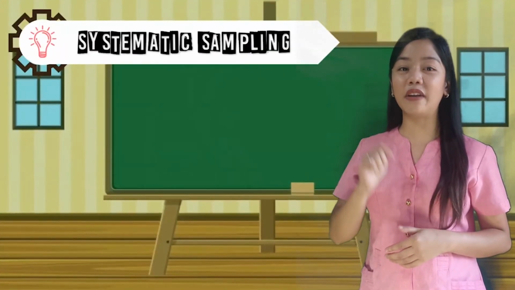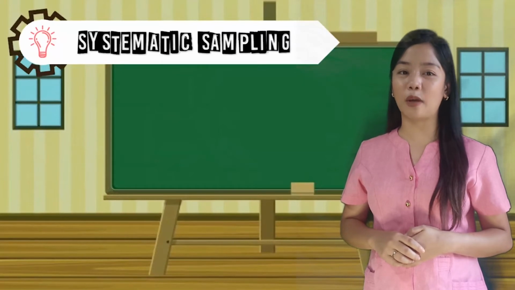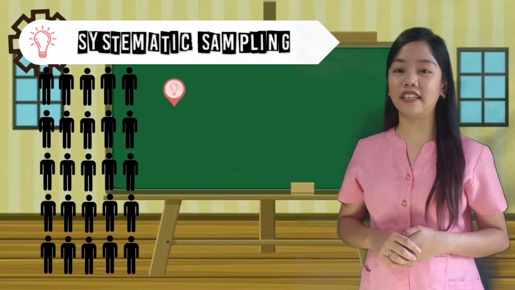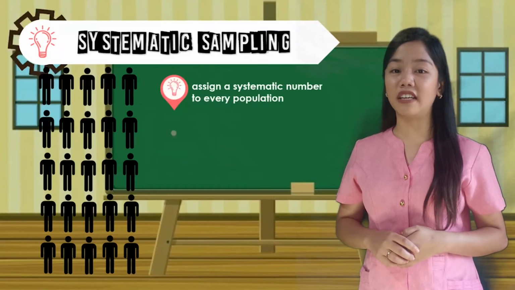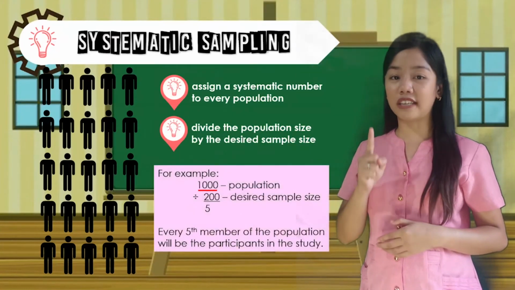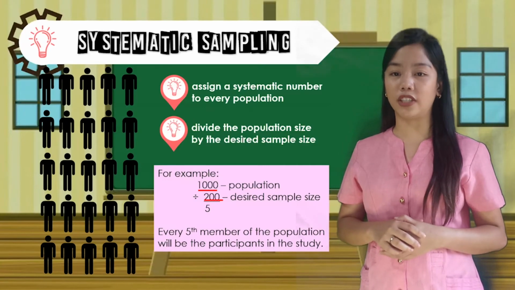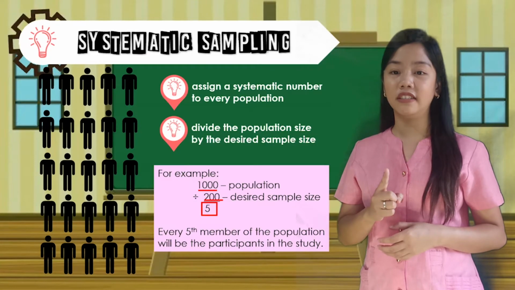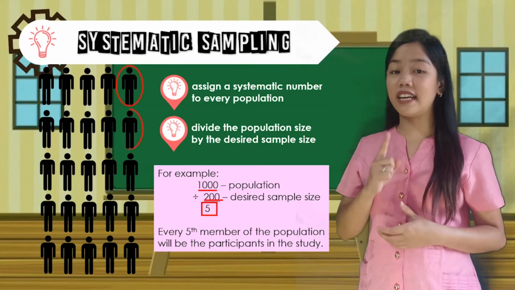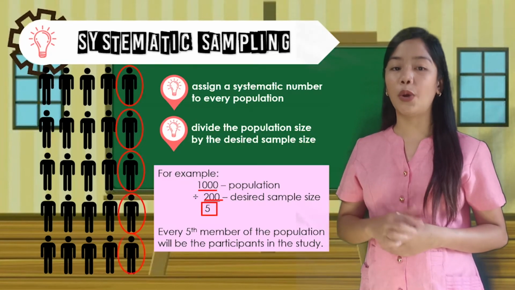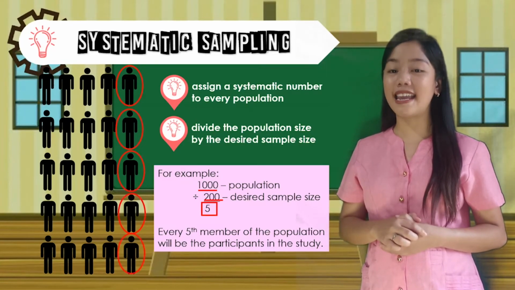And for the fourth one, we have systematic sampling. This is a method of selecting every nth member of a population. To get this, you have to divide the population size by the desired sample size. Let's say 1,000 is the entire population, and the desired sample size is 200. That would be 5. This means that every fifth member of the population will be a participant in the study.